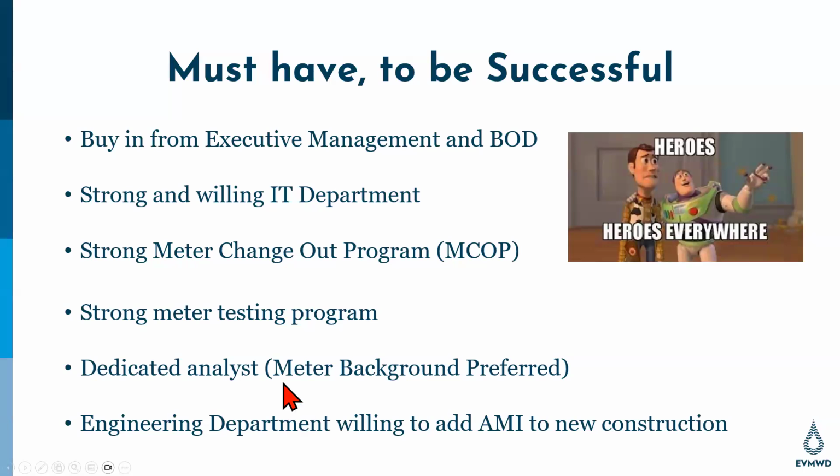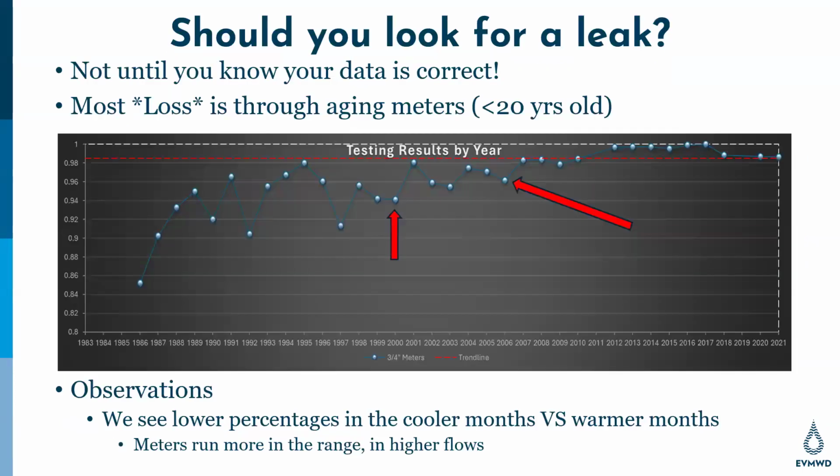I really think you need a dedicated analyst. We have a retired employee that came back to help us kick this off, and he's doing a fantastic job of looking at the data and helping us steer the IT and information that we want to see. And finally, you got to have an engineering department that's willing to add the AMI to new construction, which we do. We work really close with our engineering department to make sure all new communities are now AMI compatible.